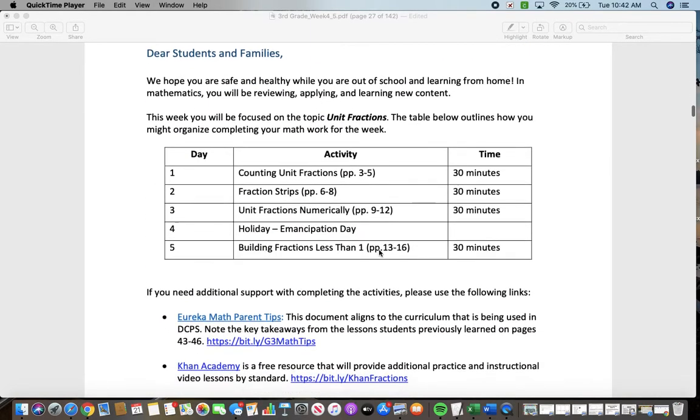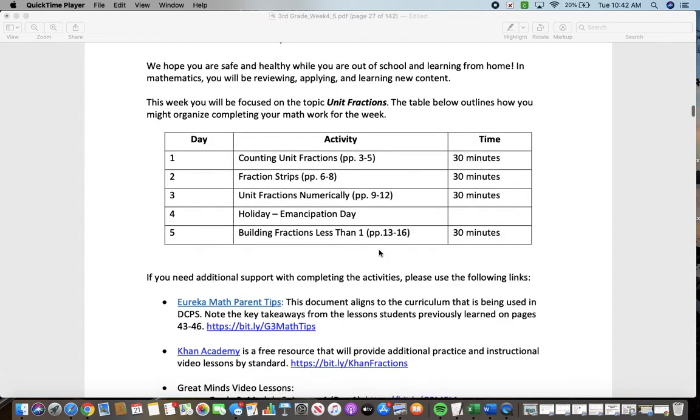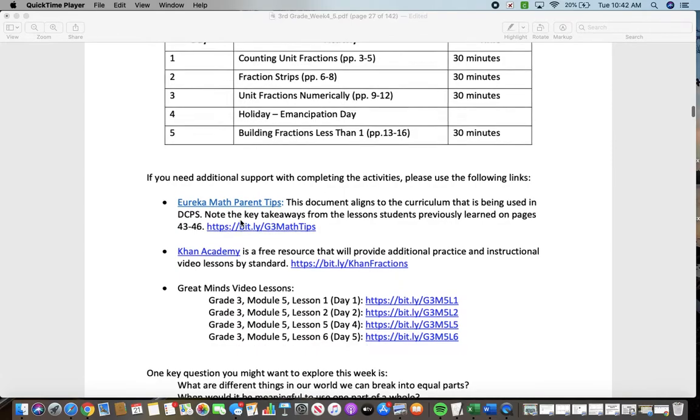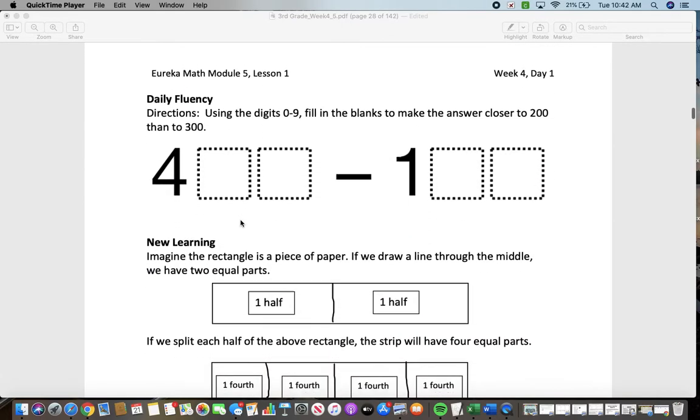For this week, just to clarify, I'm looking at week 4, and this is where it shows you each day kind of what you are to expect to be learning. Last week, you may have learned about unit fractions and fraction strips. It's just a review of things I had taught you earlier in the year. So let's start with day 1.